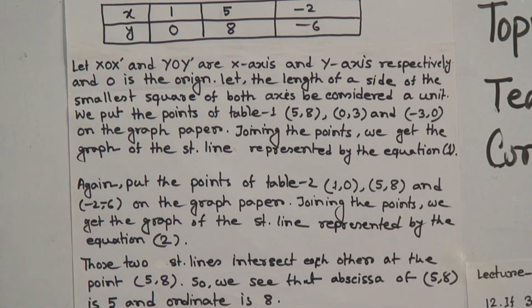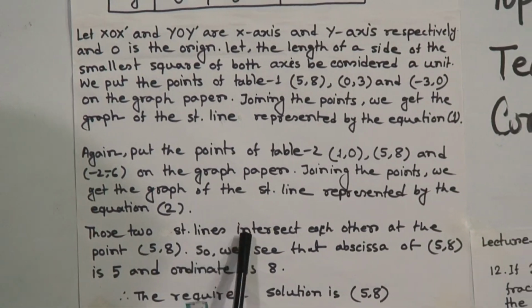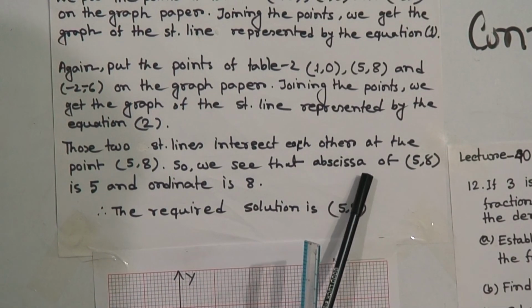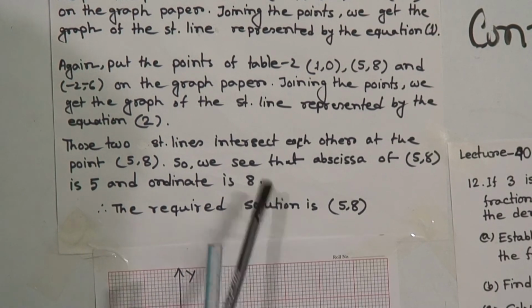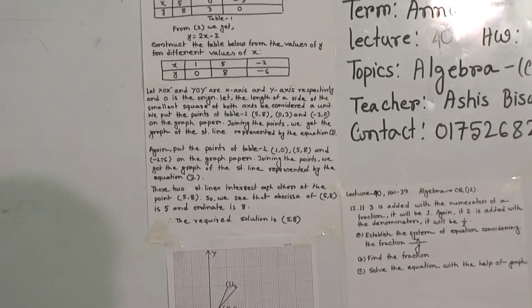In a similar way, again we put the points of table 2, 1, 0; 5, 8; and minus 2, minus 6 on the graph paper. Joining the points, we get the graph of the straight line representing equation number 2. These two straight lines intersect each other at the point 5, 8. So we see that the abscissa of 5, 8 is 5 and the ordinate is 8. Therefore the required solution is 5, 8. I hope you have understood this.